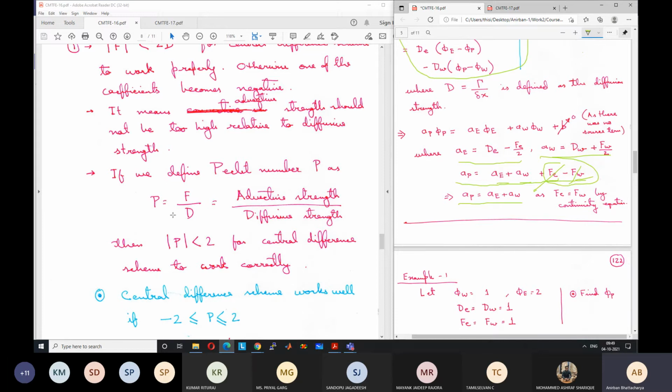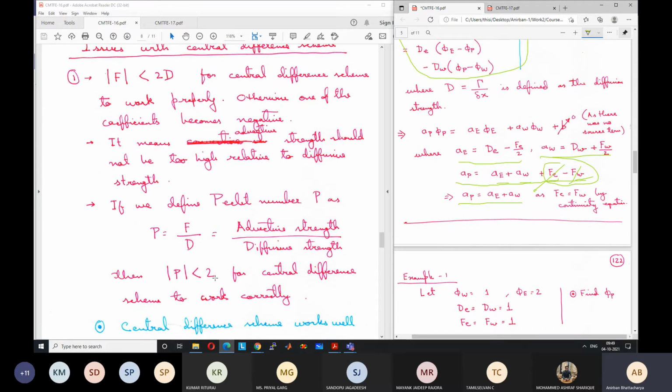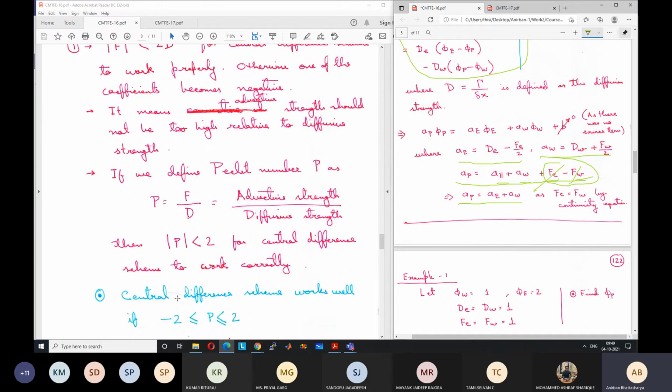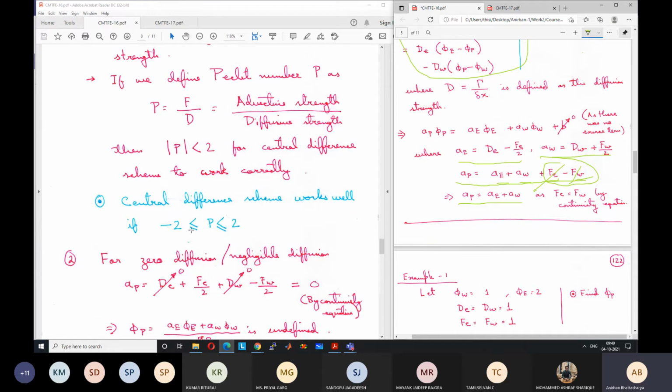So f by d is known as the Peclet number. It's a non-dimensional number. You can verify that it's a non-dimensional number. So it means that the Peclet number can be both positive or negative depending on the direction of flow. If flow is in the direction of the axis, it is positive. If it is in the opposite direction, it is negative. If the magnitude of the Peclet number is less than 2, then the central difference scheme will work correctly. If it is greater than 2, it will not work correctly. If it is equal to 2 also, it will work. In certain cases it will fail, but otherwise it will work. So the central difference scheme works well from -2 to 2.